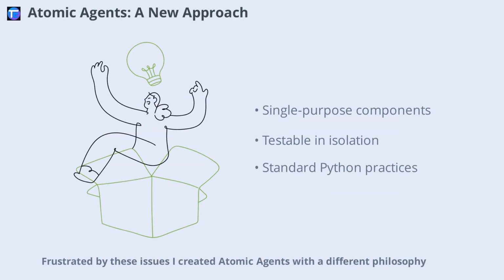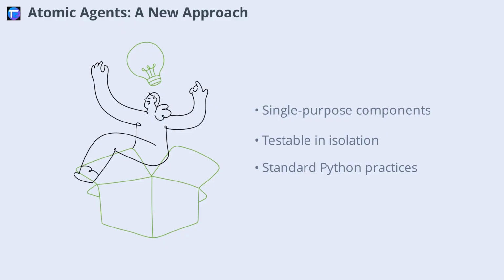Frustrated by these issues, I created Atomic Agents with a different philosophy. No magic, just solid engineering. Atomic Agents is built around single-purpose components, or atoms, that you can fine-tune and swap out as needed. Each part has a clear responsibility, can be tested in isolation, and uses standard Python practices. This approach gives developers real control and transparency, eliminating the hidden complexity found in other frameworks.